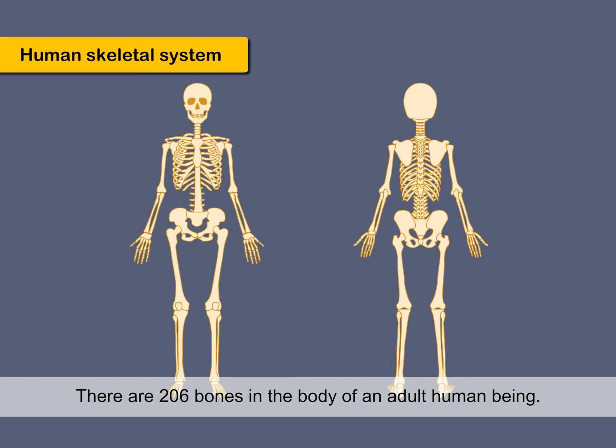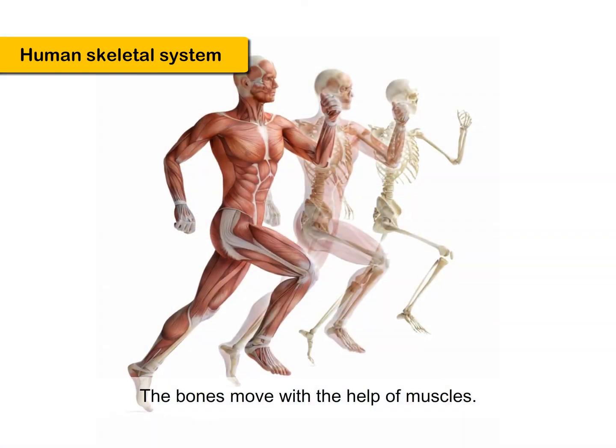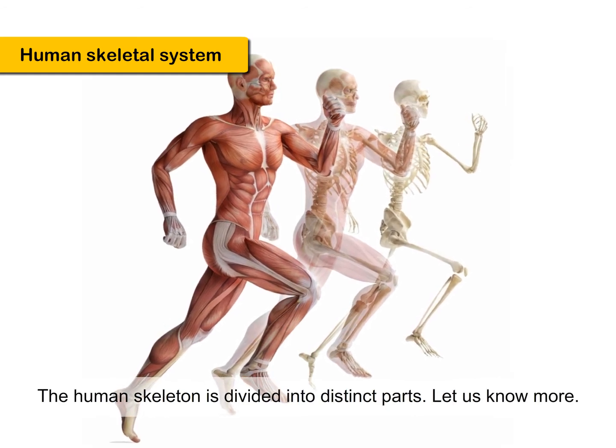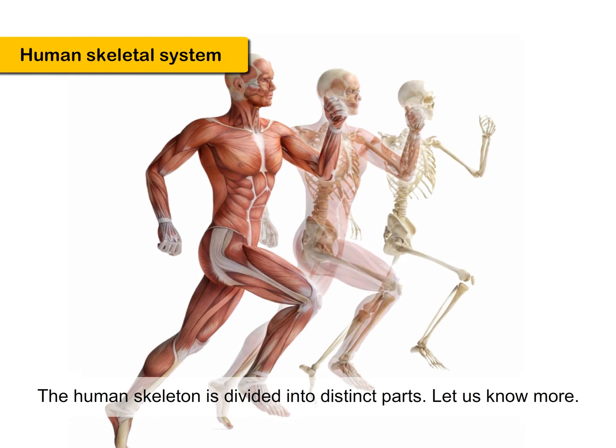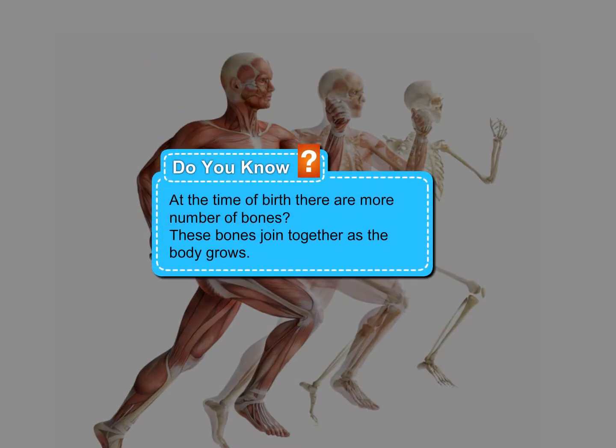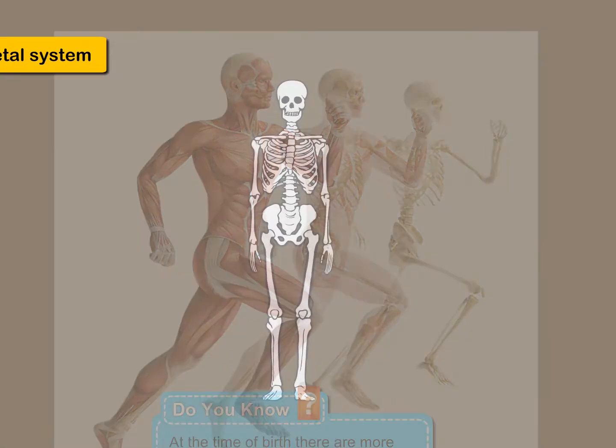There are 206 bones in the body of an adult human being. The bones move with the help of muscles. The human skeleton is divided into distinct parts. Let us know more. Do you know, at the time of birth, there are more number of bones. These bones join together as the body grows.